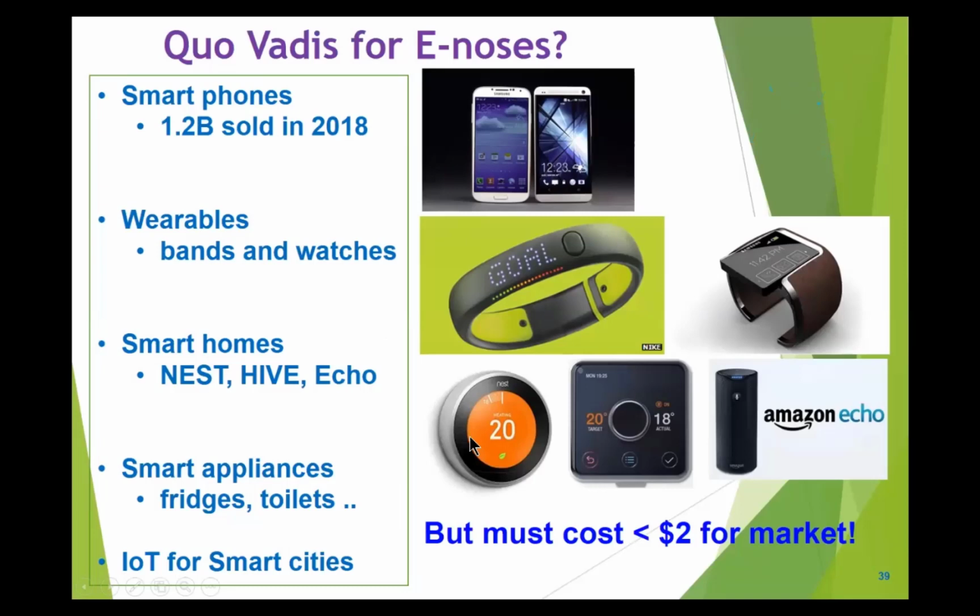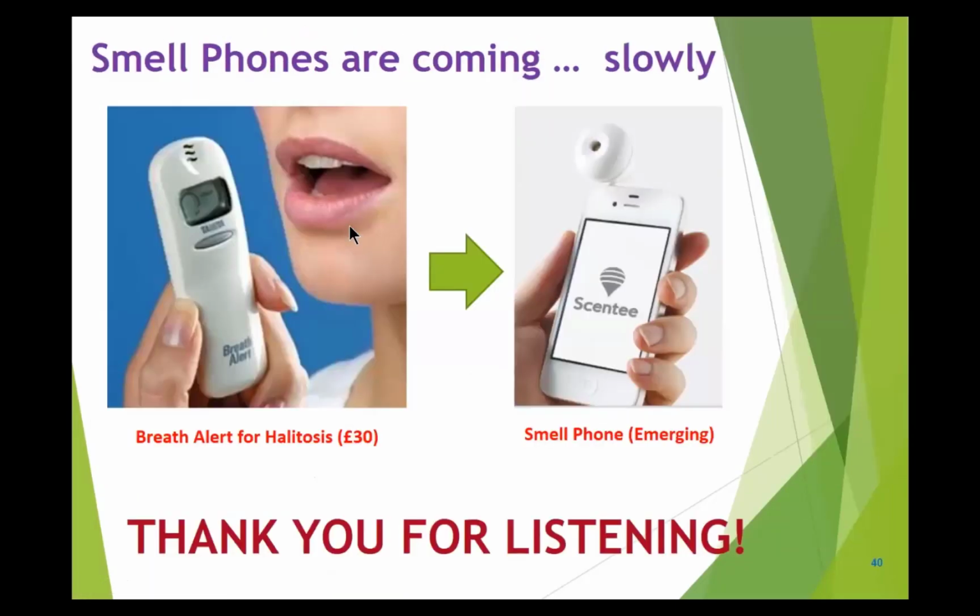We're working with smart home companies. So we put our sensors in certain smart home devices, not Nest and Hive, but other ones. We'd like to see them in refrigerators, toilets, cookers. But the big question is, if we're going to put them in phones, they must only cost $2 each. So they want 250 million a year for $2 each. Smell phones are coming, but I would say slowly.